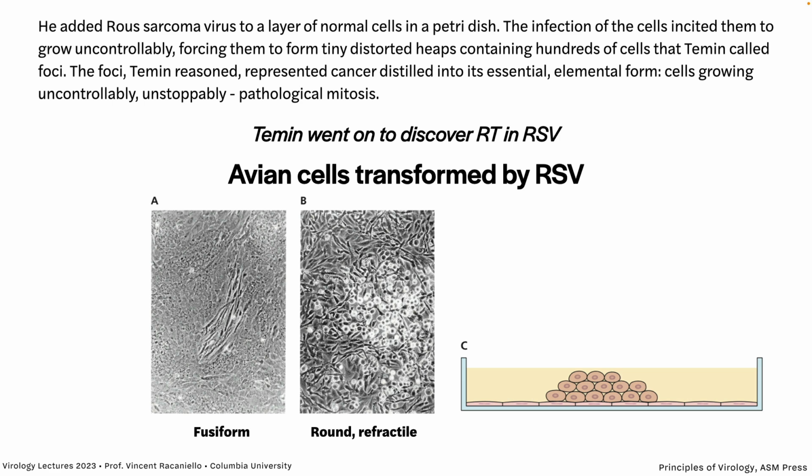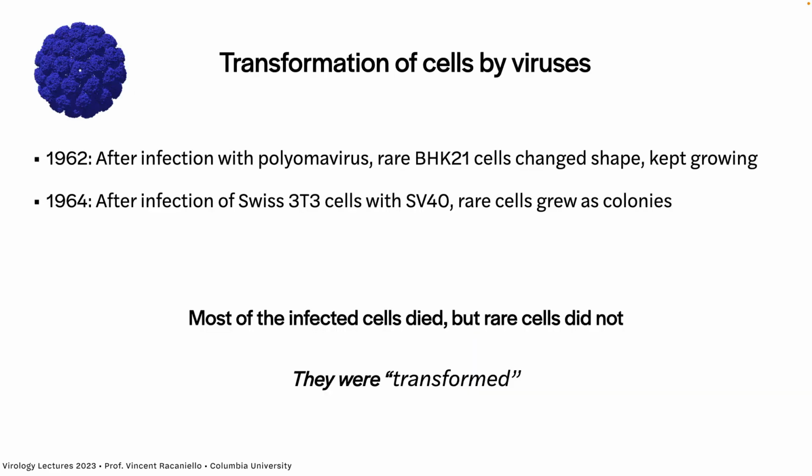These are the words of Mukherjee: Temin said the foci represented cancer distilled into its essential elemental form, cells growing uncontrollably, unstoppably. And it's true. These are transformed cells, the precursors to cancers, and you can see them piling up there on the right. So this was a huge advance because now people could look in cells and ask, what is the mechanism by which the virus is transforming them? Very important. In addition, other people got interested in this, and there were other discoveries.